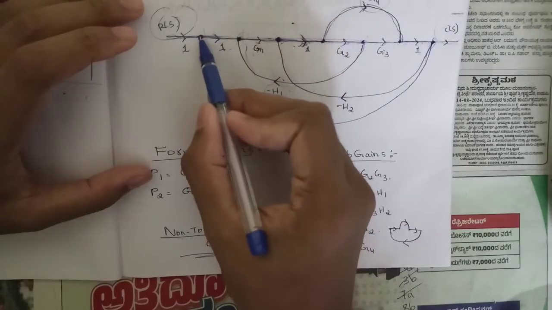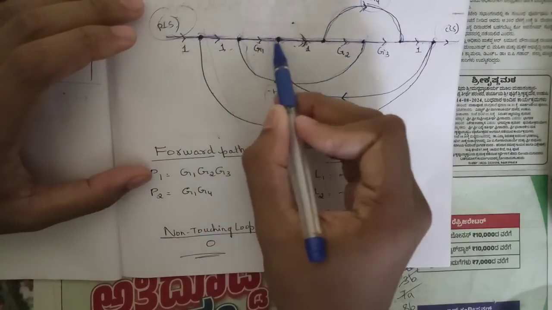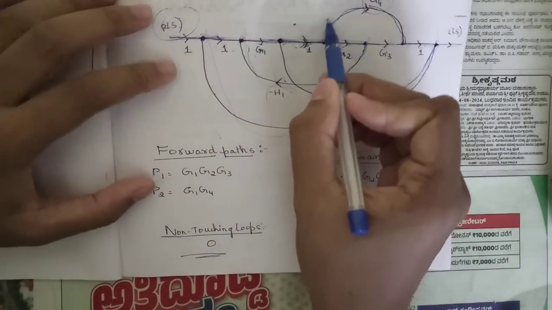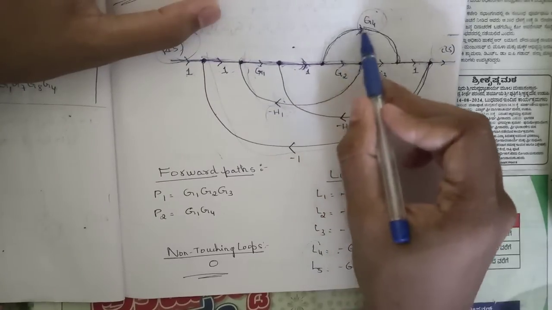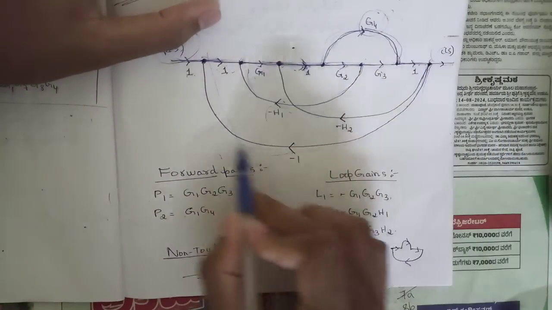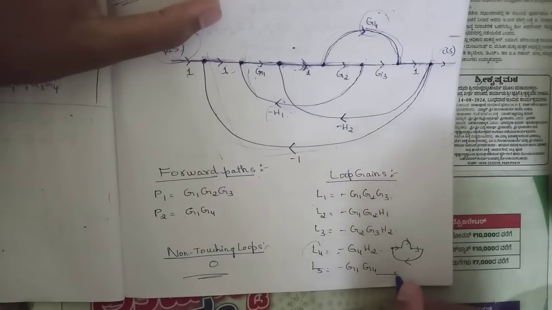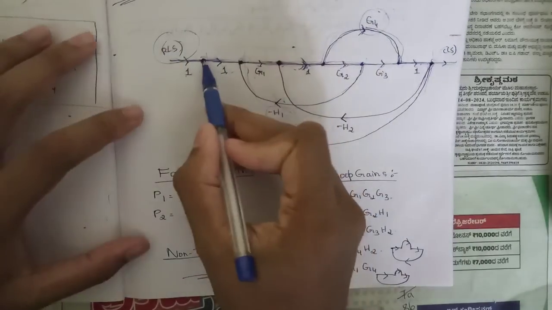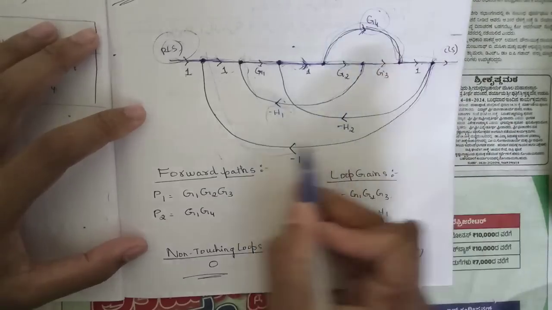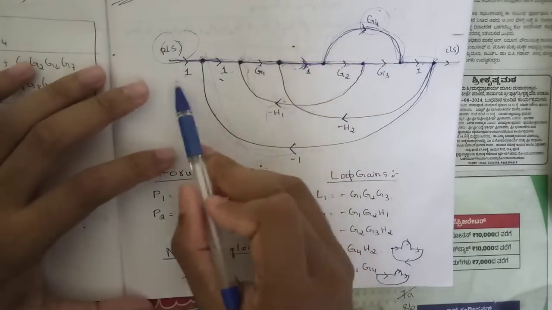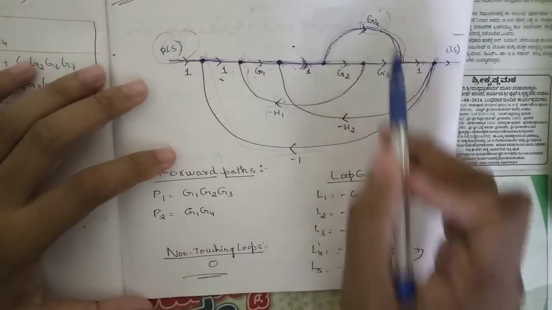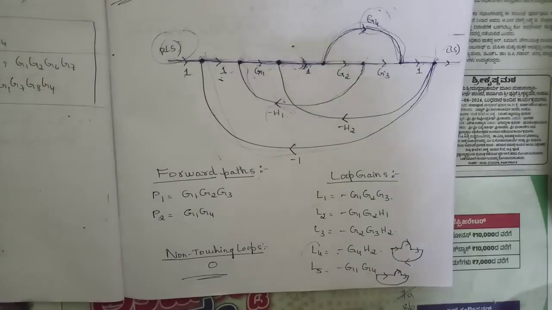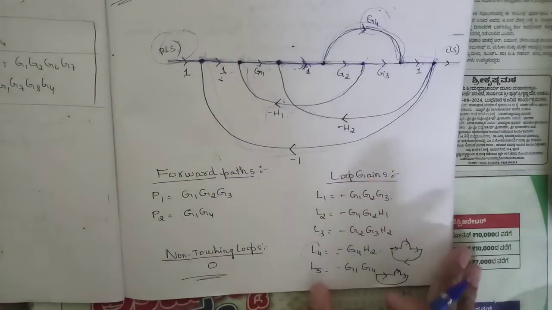Finally, similarly, the fifth loop is minus G1, G4. From this point it starts and moves like this. It comes to this point, moves upwards, comes down here, and again the same thing. The shape is somewhat like this. It starts from here, moves like this, and comes back again. So this is the loop, that is 1, 1, G1, 1, G4, minus 1. So minus G1, G4. Like this we get 5 loop gains.